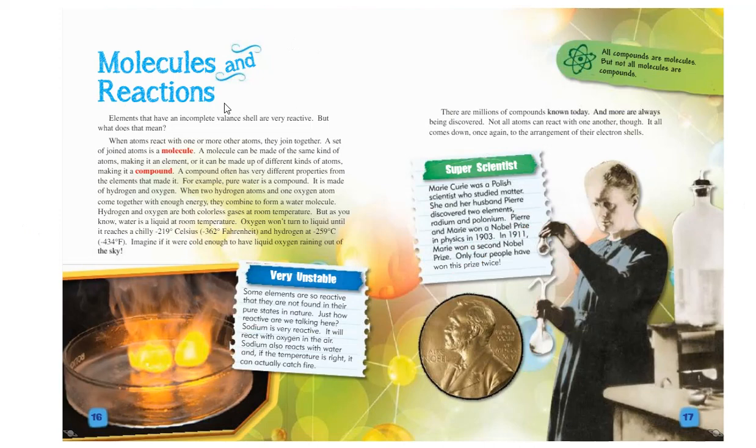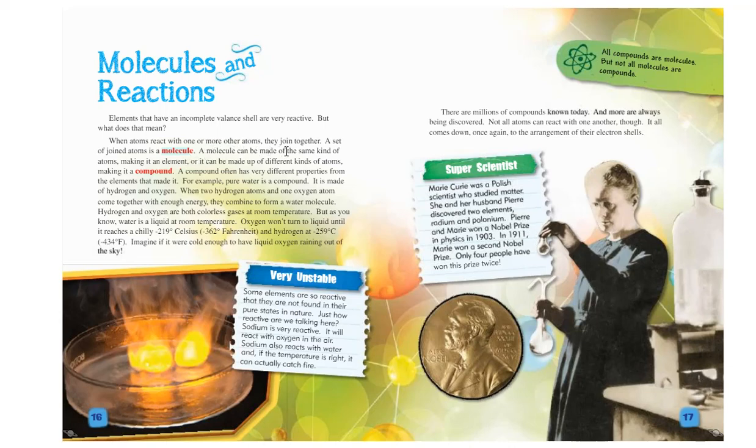Alrighty. Final chapter, Molecules and Reactions. Elements that have an incomplete valence shell are very reactive. But what does that mean? When atoms react with one or more other atoms, they join together. A set of joined atoms is called a molecule. Very important word as well, molecule.